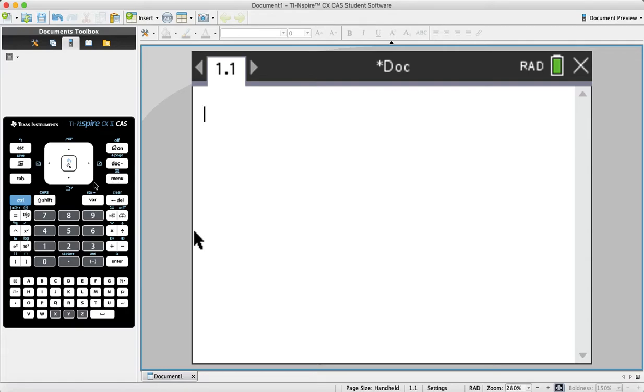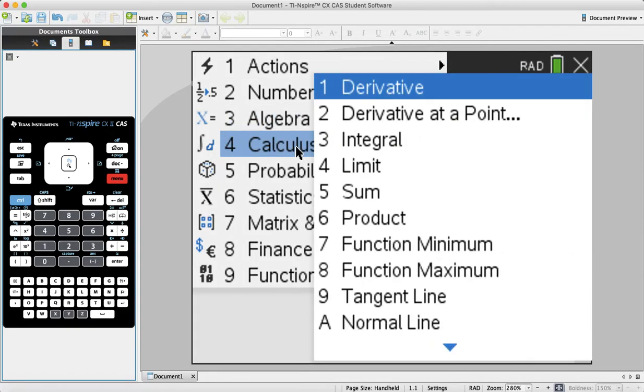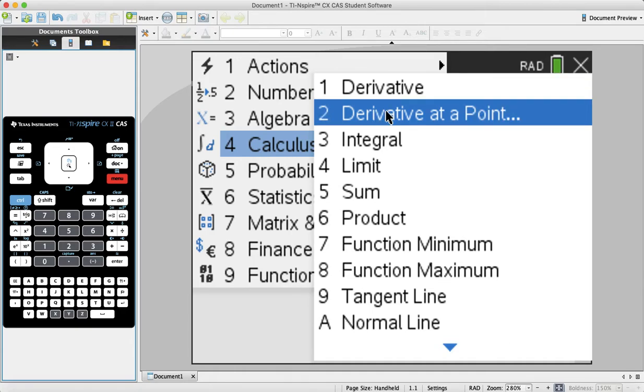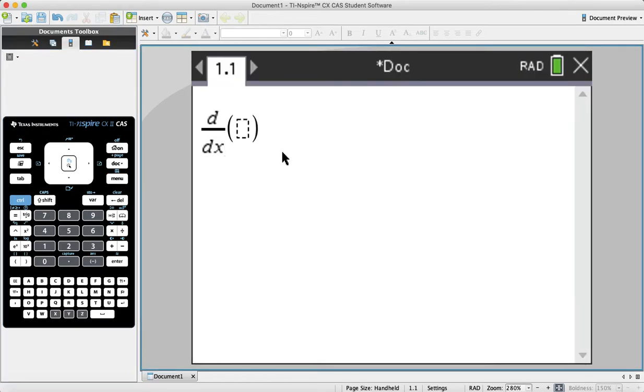To get to the nDeriv function, you could do it in one of two ways. You can press menu and go to calculus, and then press either derivative or derivative at a point. If you want to do something similar to what the nDeriv function did on the TI-84, but on the Ti-Nspire, you click the second one, derivative at a point. The first one just gives you a general derivative equation.